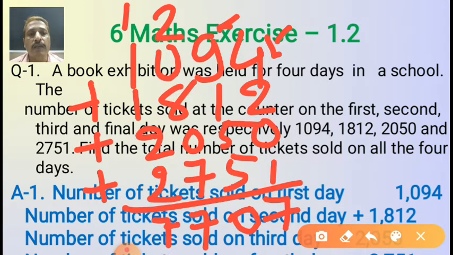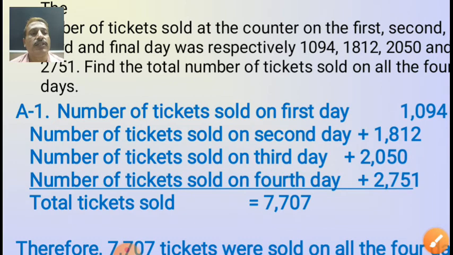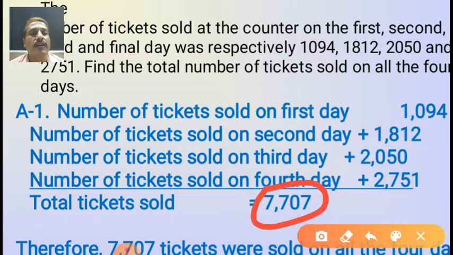Now what answer did we get here? Before showing our final answer, we can check it. 7,707. Let's check whether our answer is right or wrong. Yes, my answer is right. Yours may also be right.